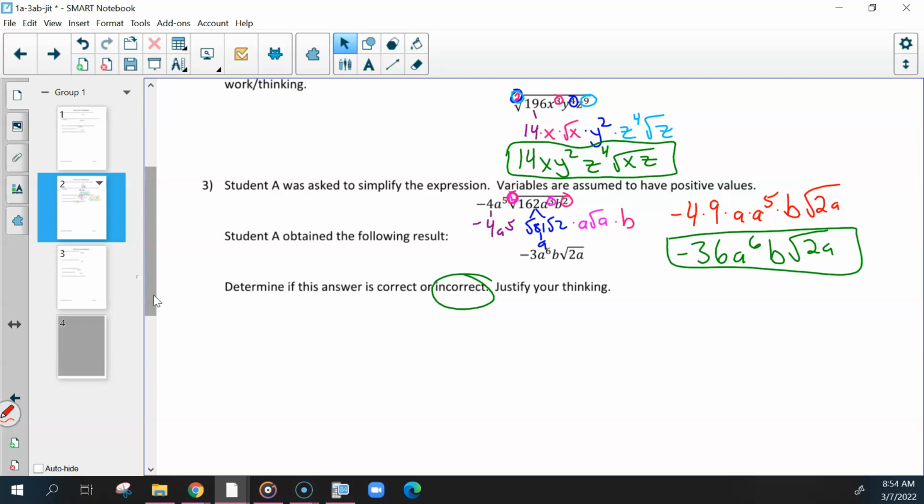And then simplifying your variables, 2 goes into 3 once with 1 left over. 2 goes into 2 once with nothing left over. So on the outside, we have -4 and 9. The a to the 5th that was already out there, the a that we simplified, and our 1b. If we were to simplify just the outside, it would be -36 a to the 6. And then on the inside, the square root of 2a. Questions on 3 first.